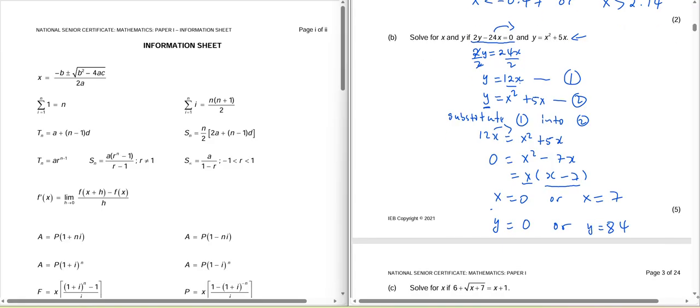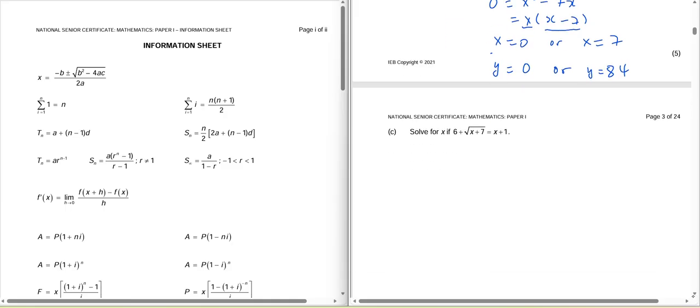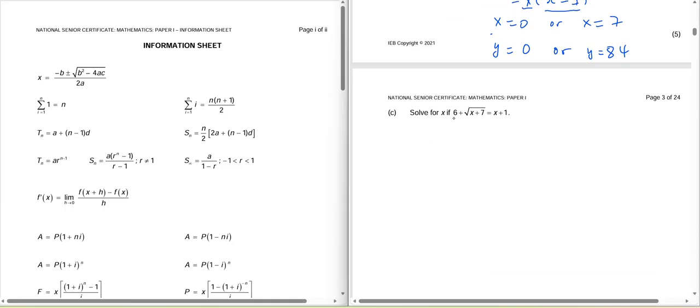Now the y values, we can get them from equation 1. So when x is 0, y is 0 as well, because 12 times 0 is 0. When x is 7, it is 12 times 7, which is 84. So y is 84. We are done. Now let's go to the next problem. The next problem, solve for x.